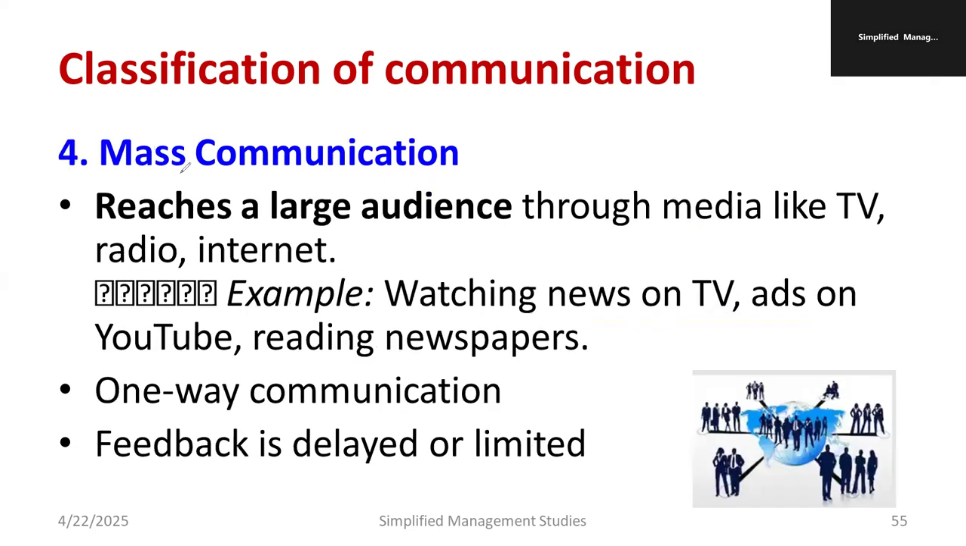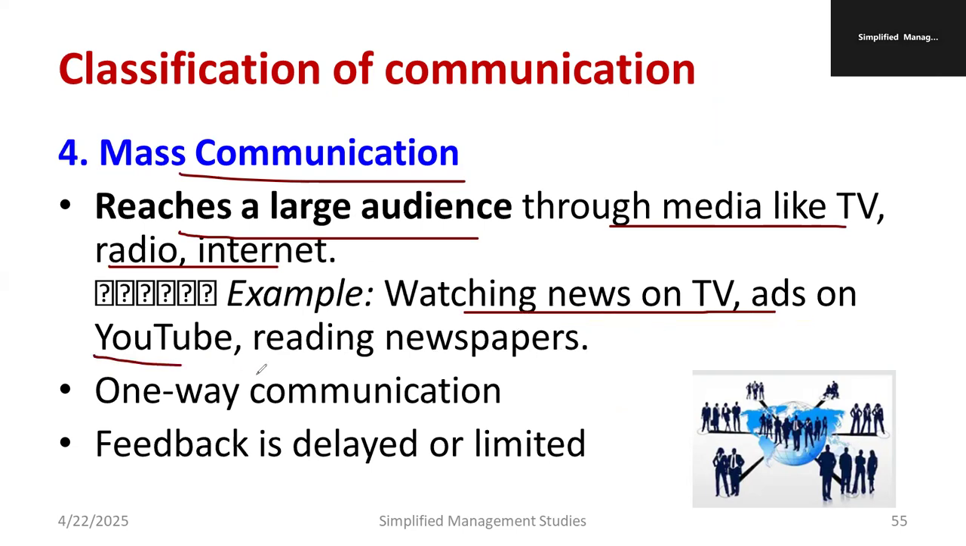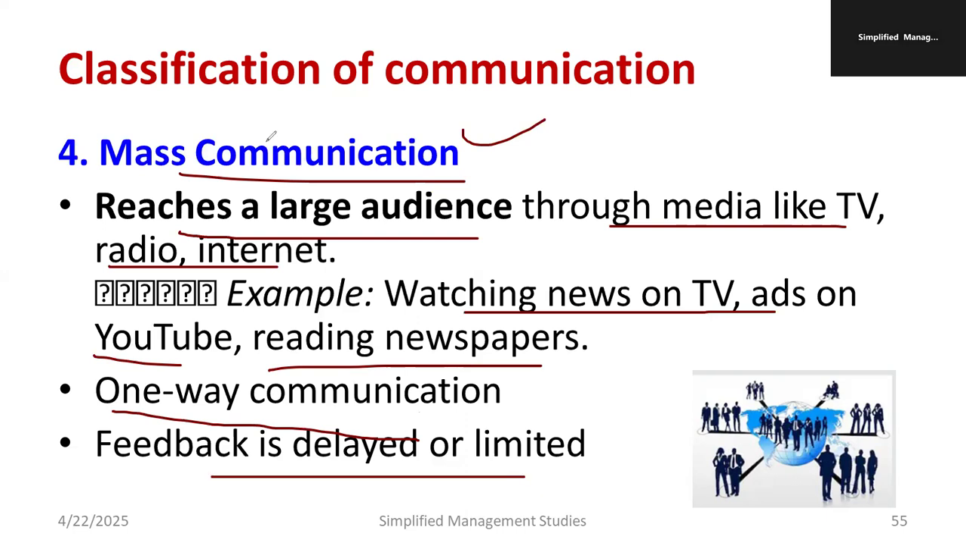Moving on to the fourth one, that is called mass communication. It reaches a large audience through media like TV, radio, internet. Examples are watching the news on TV, ads on YouTube, reading newspapers. These all come under mass communication. Basically, mass communication is one-way communication. While I am watching TV, they never ask me for feedback. It is only one-way communication. In a newspaper also, I am reading the newspaper and I never get any feedback from it, right? I can give feedback later on, but on the spot I won't get any feedback. So feedback is delayed or limited in the case of mass communication.